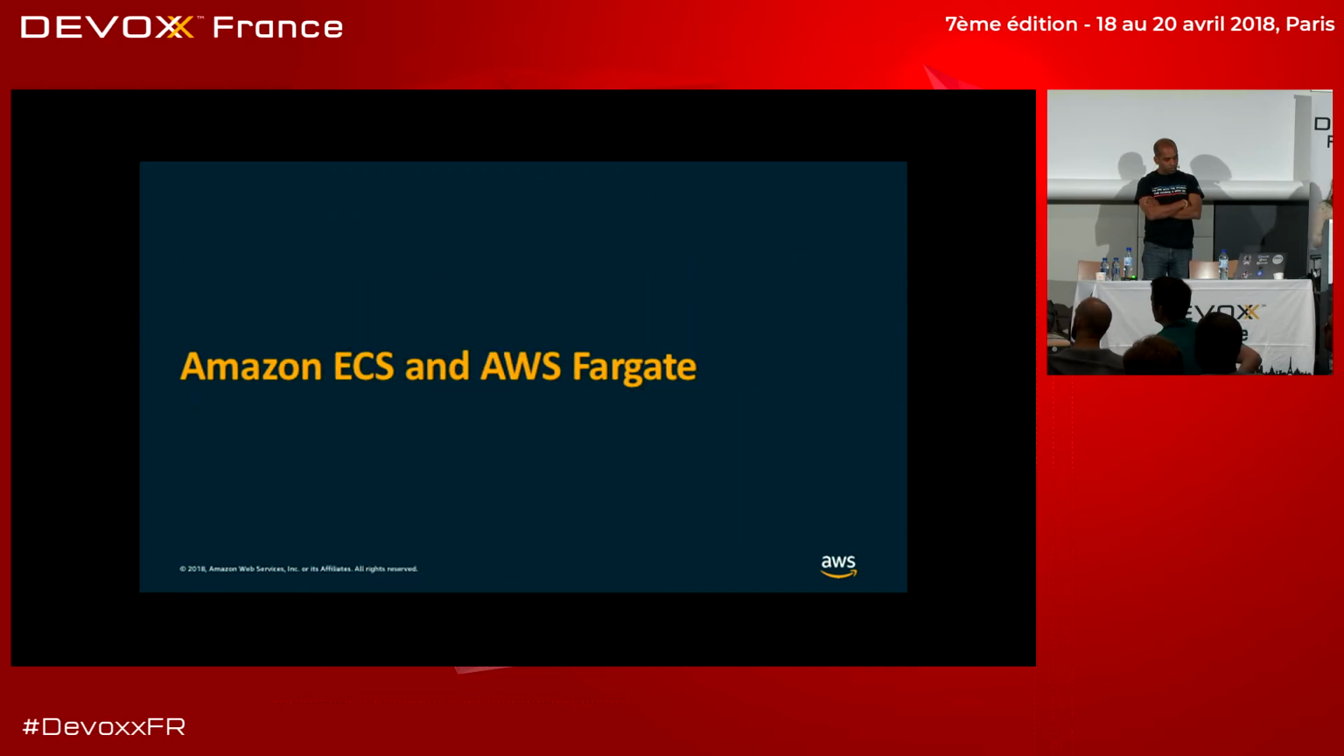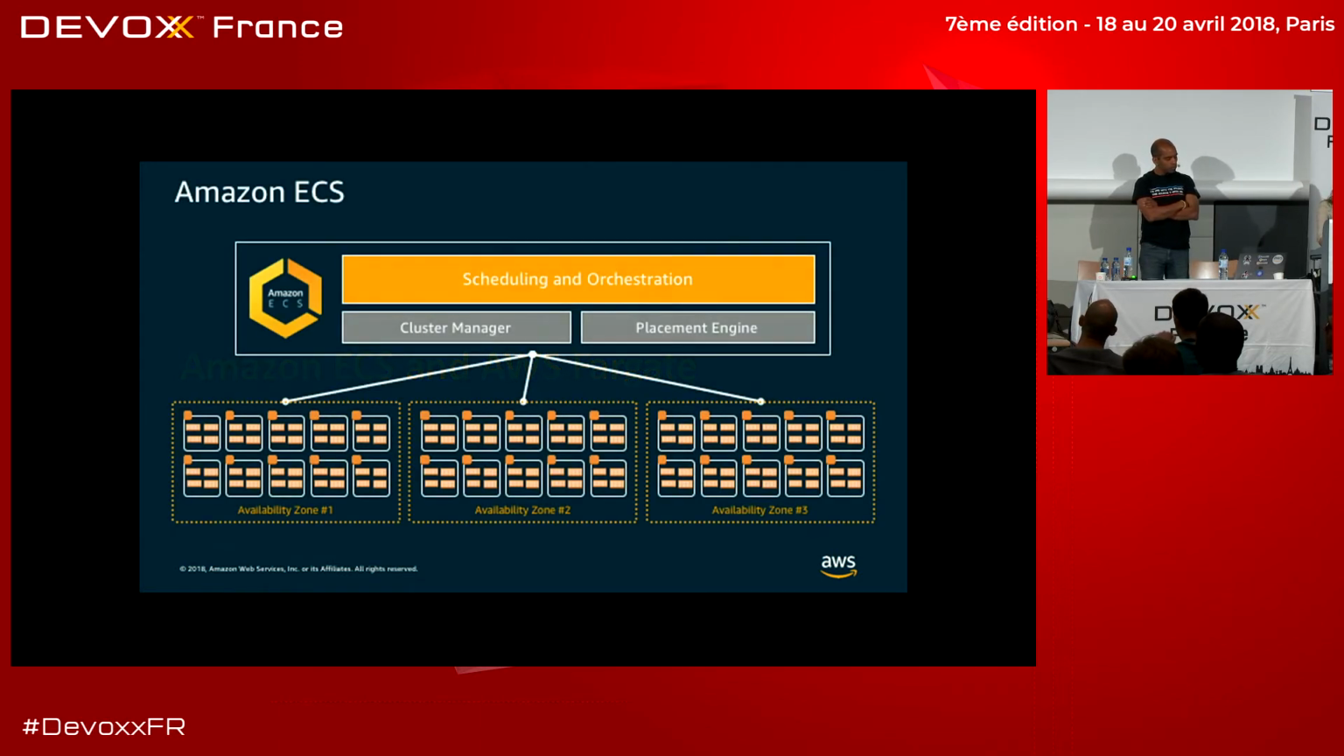So right now, I'm just going to go into just ECS and AWS Fargate. Like the previous image before, it just replaces the scheduling, orchestration, manager, placement engine stuff with ECS itself. So ECS would handle all of that.